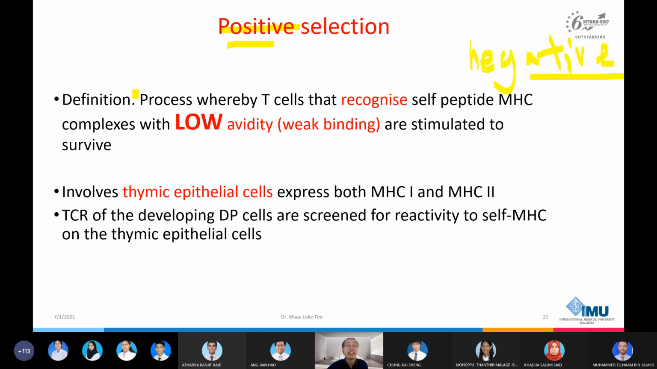So here, this is a critical process whereby T cells that recognize self-peptide MHC complexes with low avidity are stimulated to survive. What does low mean? They bind weakly. This positive selection involves the thymic epithelial cells. Think of this as your examiner, the thymic epithelial cells that express both MHC class 1 and MHC class 2. Can you name me the other cells that express both MHC class 1 and MHC class 2?